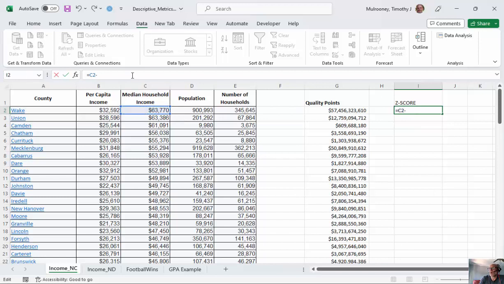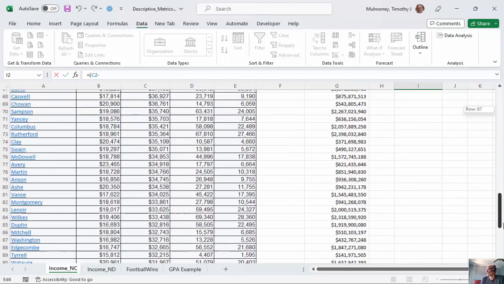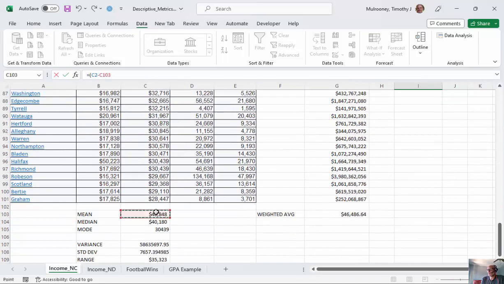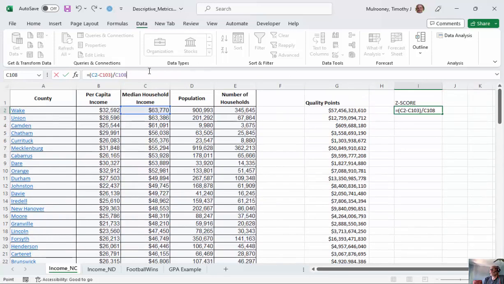63,000 minus, and I'm going to put this in parentheses because these need to be calculated first, minus what? The mean, all divided by the standard deviation. Now when I calculate this, we'll see what kind of number we get.